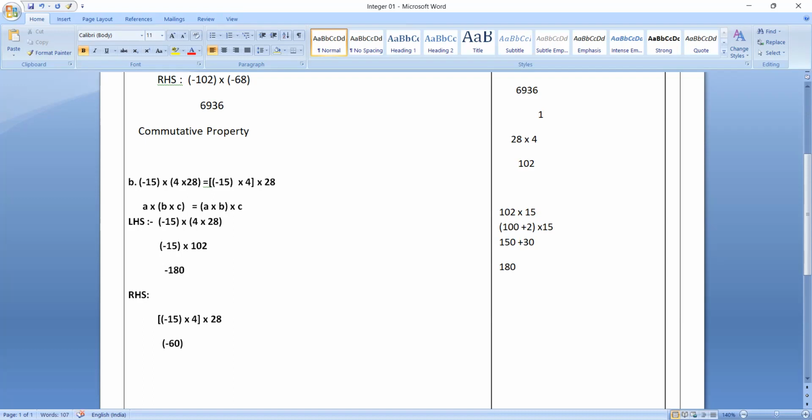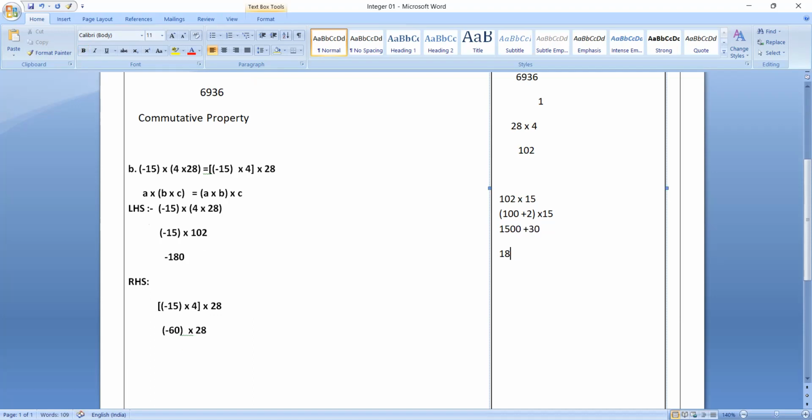And then after, we multiply 28. So you know that, my dear student, the result will be the same. I think there's some issue in this question. Actually, I have wrongly multiplied on the left hand side. 1500, sorry, 1500, and this is 30. 1530. The answer will be 1530. This is not 180. This is 1530.